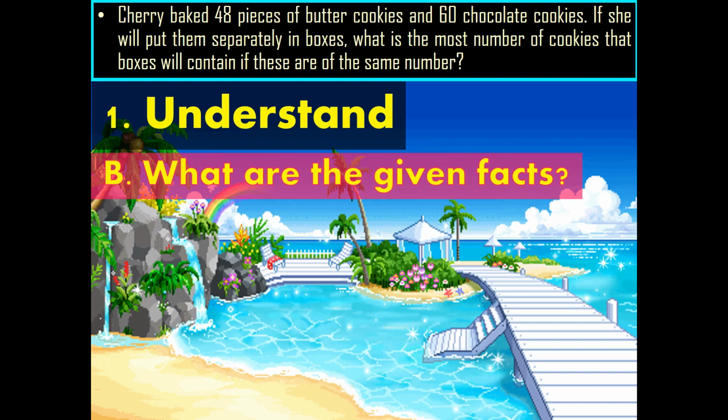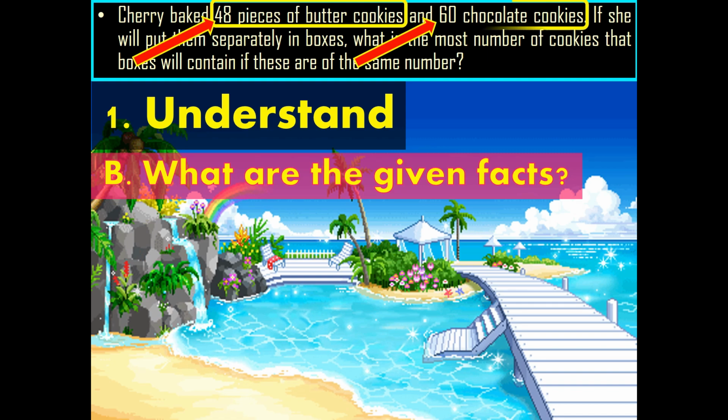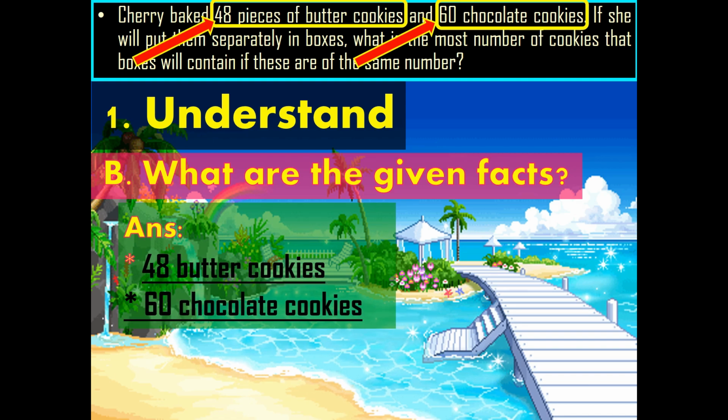What are the given facts? These are the data found in the problem that we can use in order to answer the question. It's easy to identify them since these are associated with numbers. Let's look for the numbers. Here we have 48, but do not only write the number, but the entire phrase. So you have here 48 pieces of butter cookies. Another one, we still have 60 chocolate cookies. So these are the given facts: 48 butter cookies and 60 chocolate cookies.